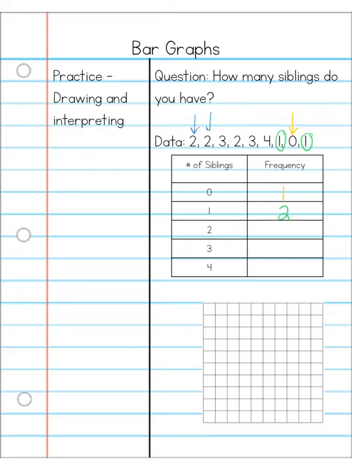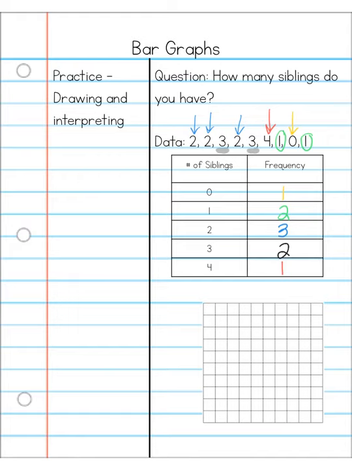The number 2 shows up 3 times, so the frequency is 3. The number 4 shows up once, so that frequency is 1. Oops, we skipped 3. And 3 shows up twice, so the frequency is 2. So that's what our frequency table would look like.